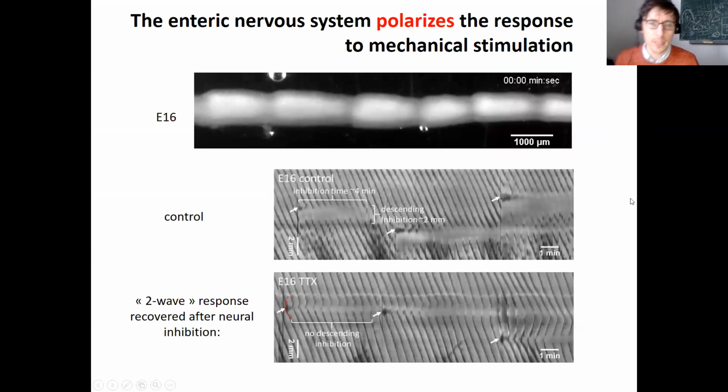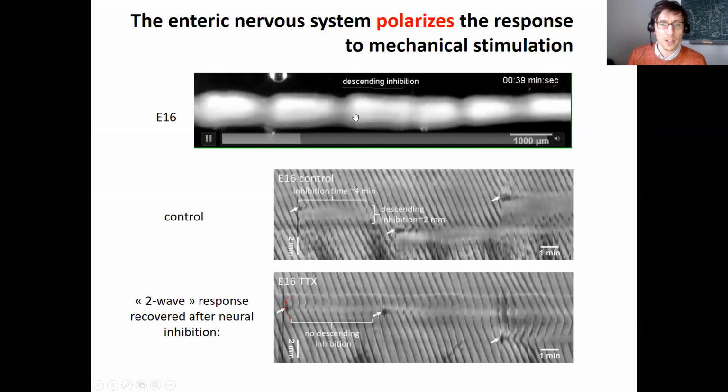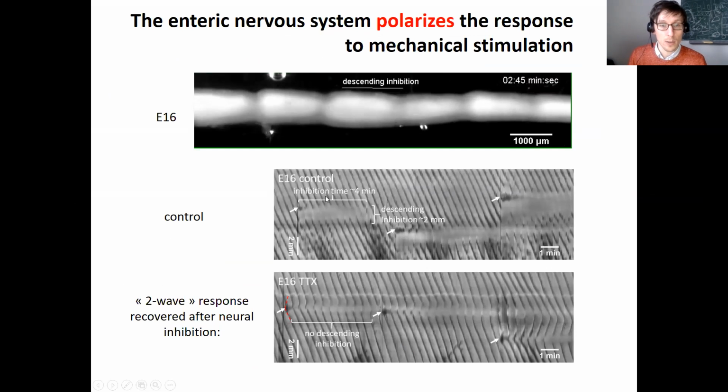Now, what about the reaction to mechanical stimulation? What if we pinch an E16 gut? That's what you'll see in this video. We first have circular contraction waves. We pinch here, and aborally from the point where we pinched, we have an inhibition of circular contractile waves, which we can see distinctly on the spatiotemporal maps as well.